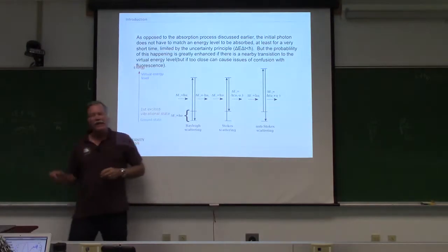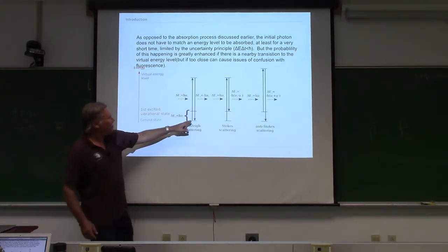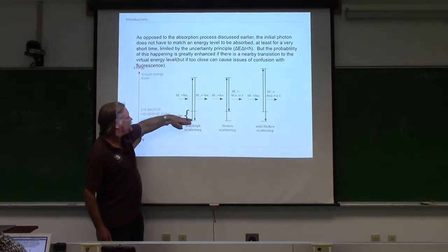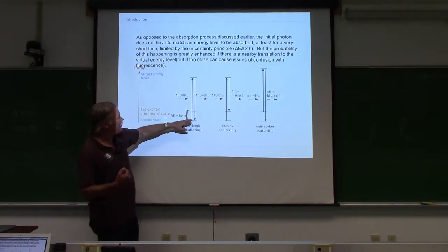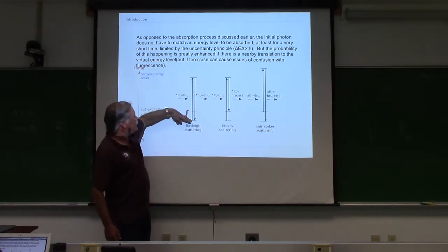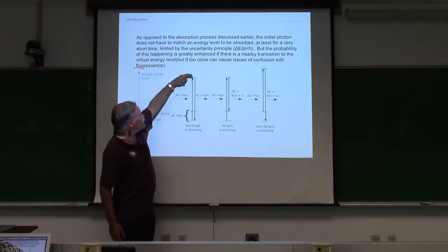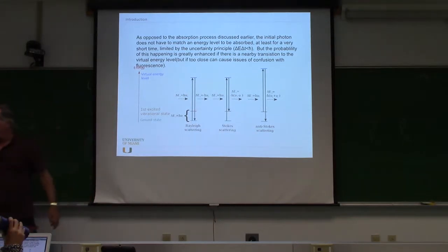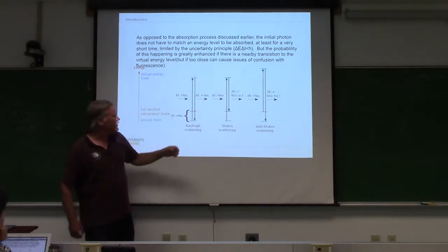In this case, it's the energy and the time that it exists combined that has to be less than Planck's constant. So basically what happens is you get excitation. For Rayleigh scattering, you can think of it as the photon being absorbed and exciting the molecules up to some level here, a virtual state, but it exists for a very short time and comes back to the same energy level. So this is Rayleigh scattering, which doesn't change the wavelength.